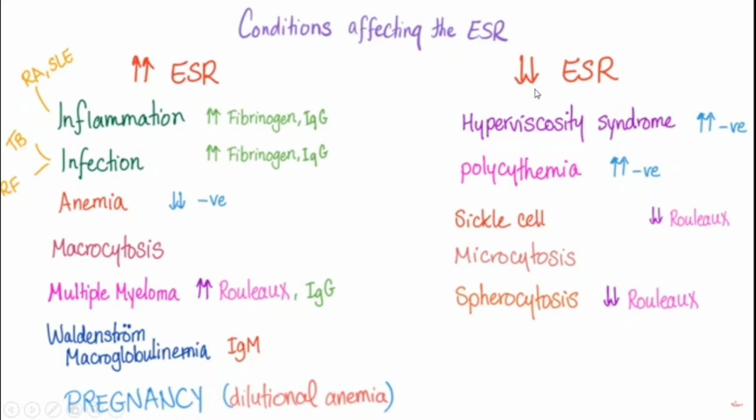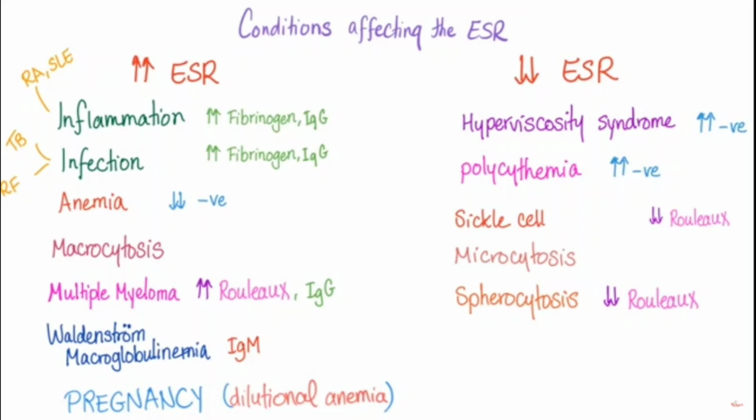Conditions which decrease the ESR value include hyperviscosity syndrome, which makes the blood viscous, like an increase in the number of red blood cells. If there are more red blood cells, then definitely there will be more negative charge, so the RBCs will repel each other. So there will be decreased stacking up or piling up of the RBCs on each other, and so a decrease in the ESR value.